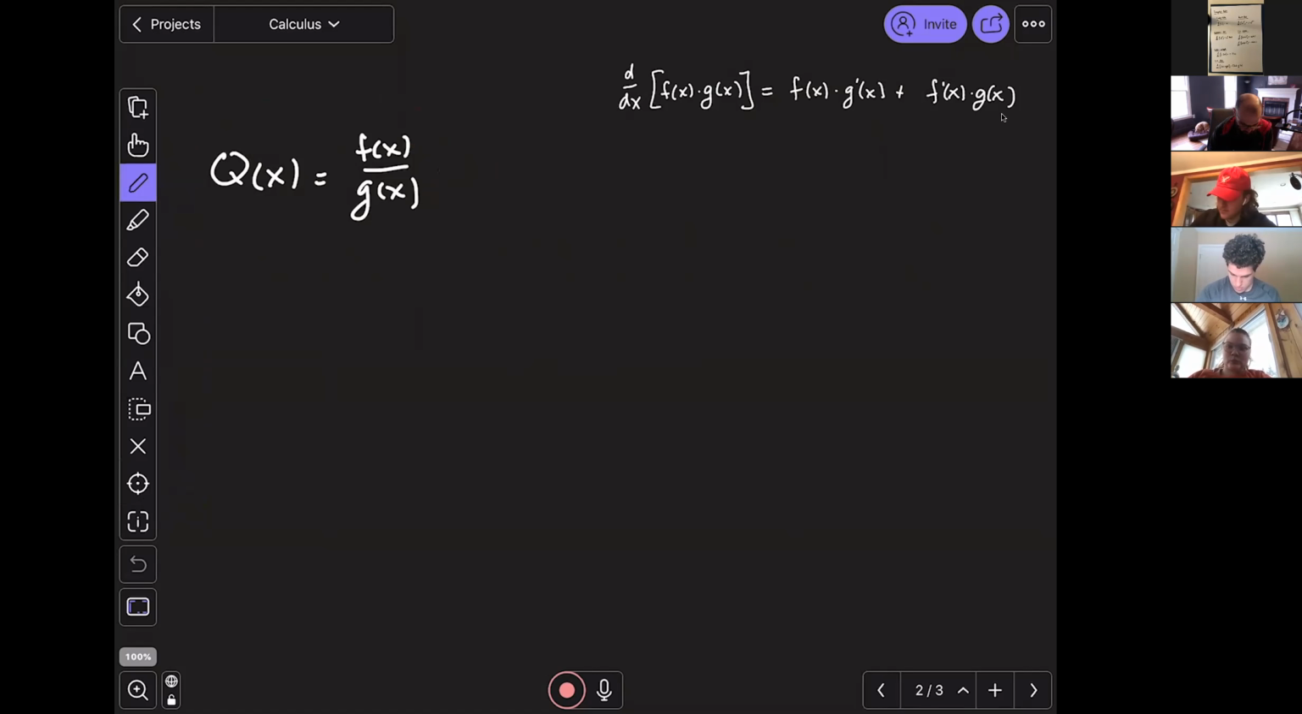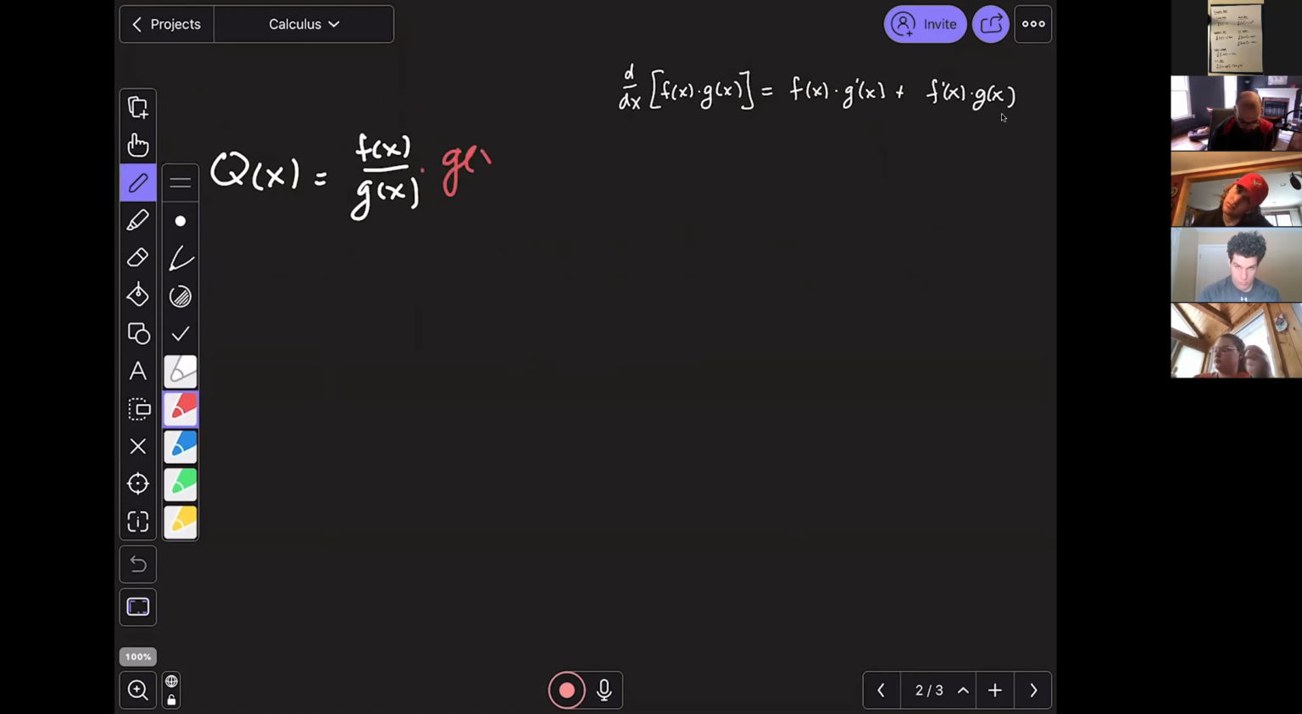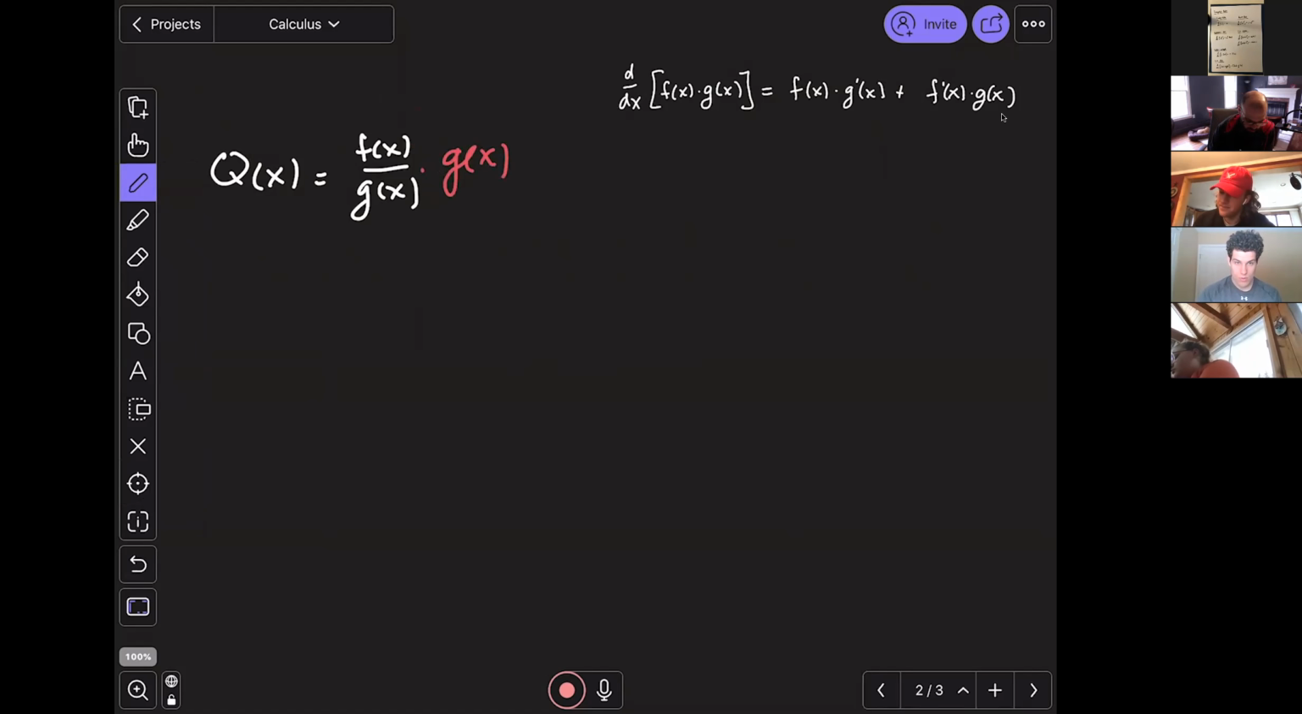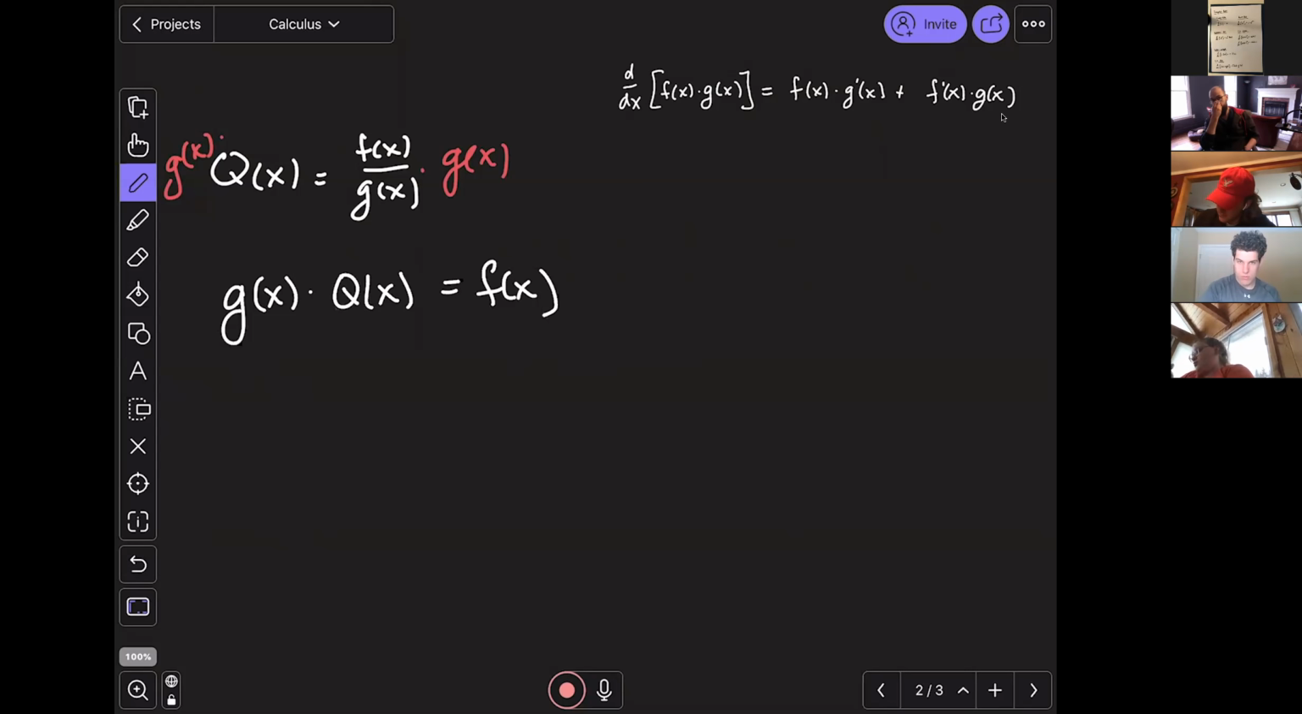And the trick to this is to rewrite it as a product. So what we're going to do is take this and multiply both sides of this function by g of x. On the left side and on the right side, I'm going to multiply by g of x, and what I end up with is g of x times q of x equals f of x.